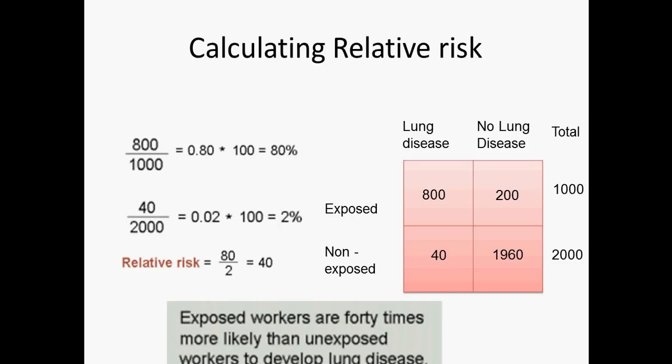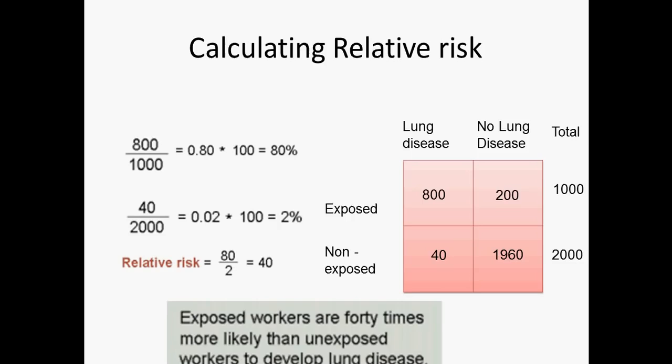So please remember, relative risk, since it is based on incidence, we can calculate the relative risk only in cohort studies, because cohort studies are the ones which look at development of new disease. In other words, they are the ones which can help us calculate incidence. So relative risk can be calculated only in cohort studies.